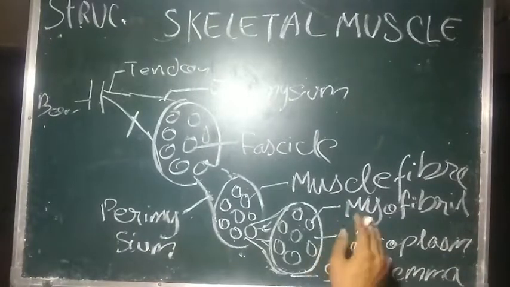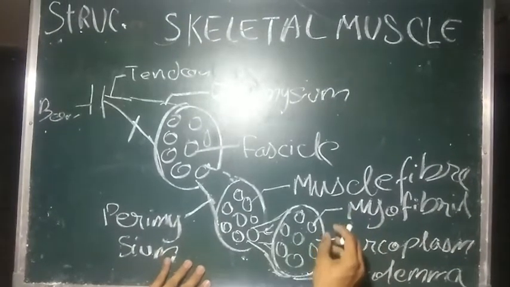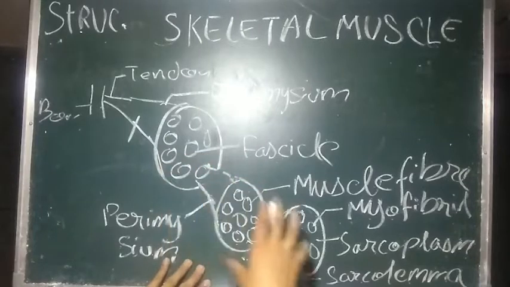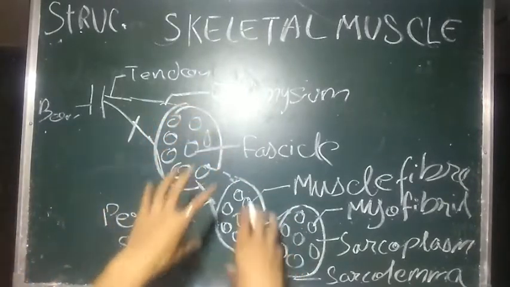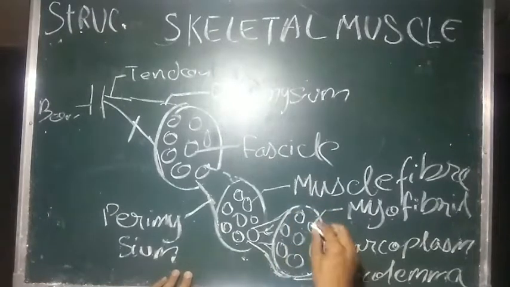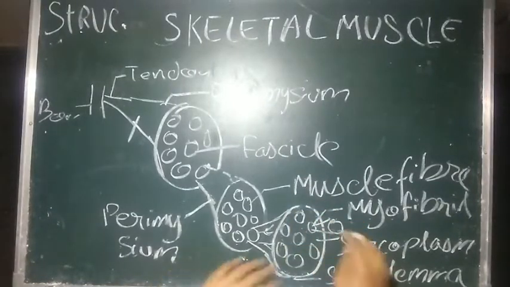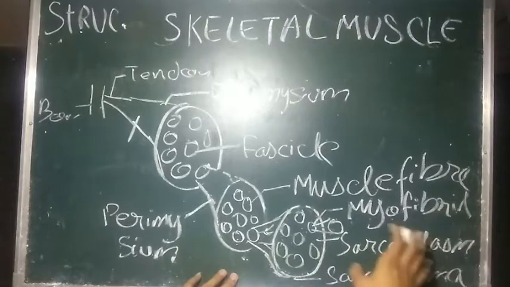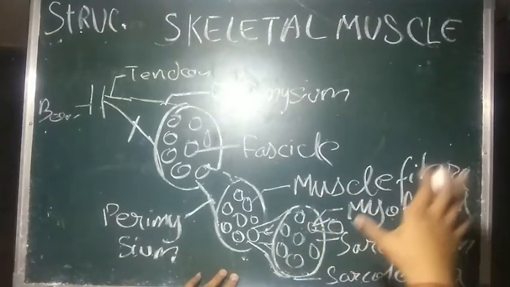So basically, myofibrils are the smallest repeating units that constitute a muscle. Muscle is further made up of fascicles, fascicles are made up of muscle fibers, and muscle fibers are made up of myofibrils. Now let's see what a magnified myofibril looks like.